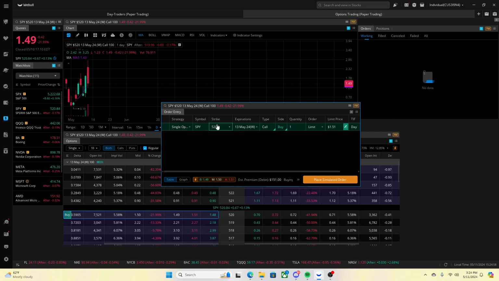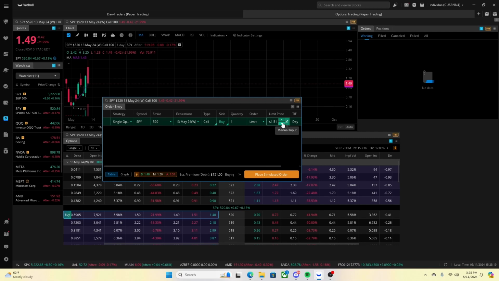This is what it'll look like: a single option, the strike price, the expiration, and then what kind. Obviously, you'd want calls if you're expecting price to move up. You'd hit buy, or have buy selected. You don't want sell selected. You want buy selected. The quantity, you can select however many you want. We'll just do one, keep things simple.